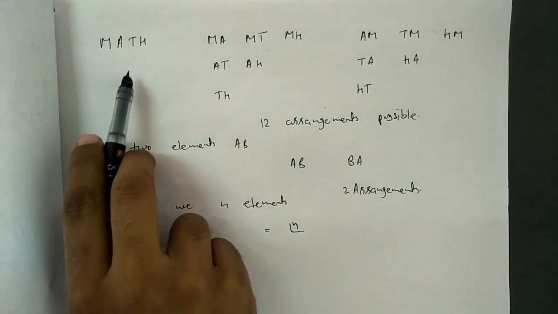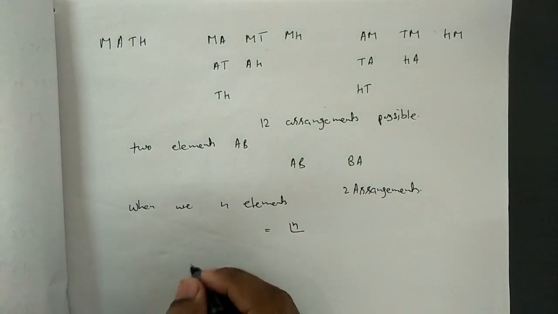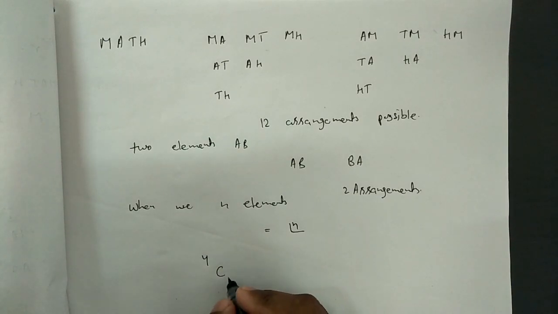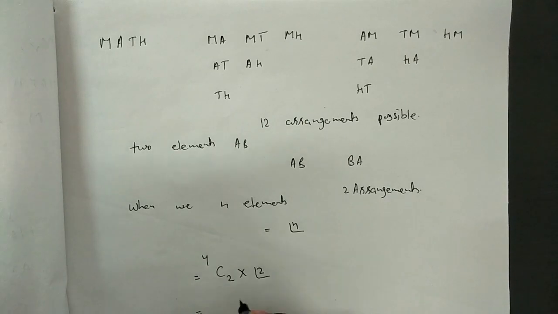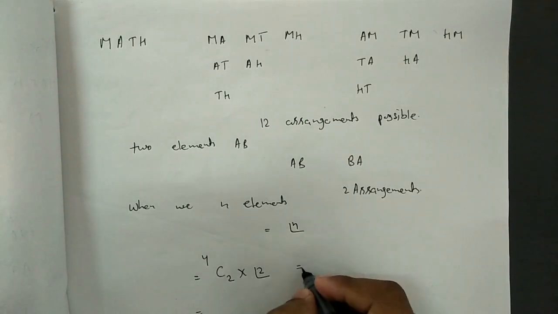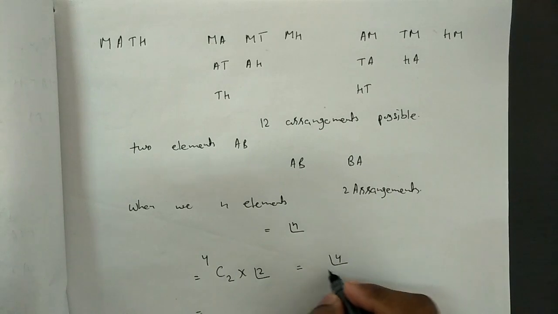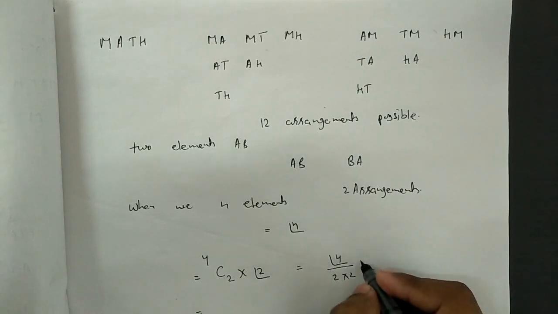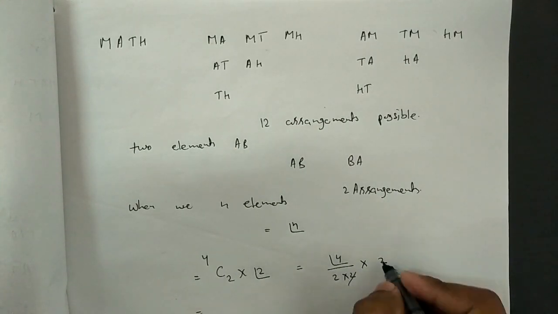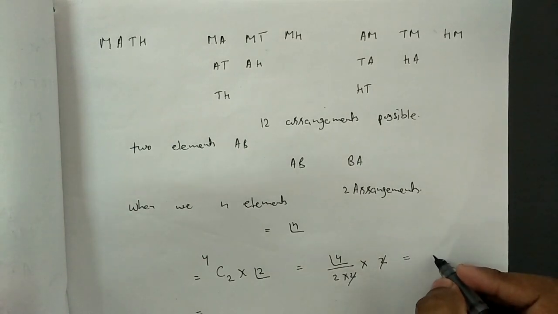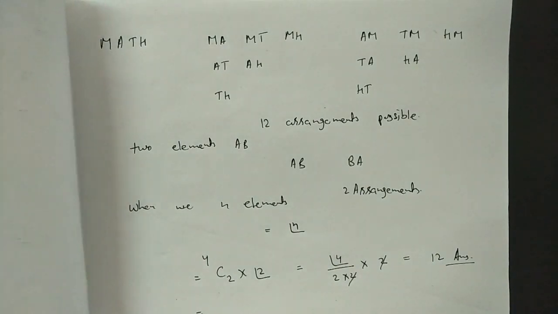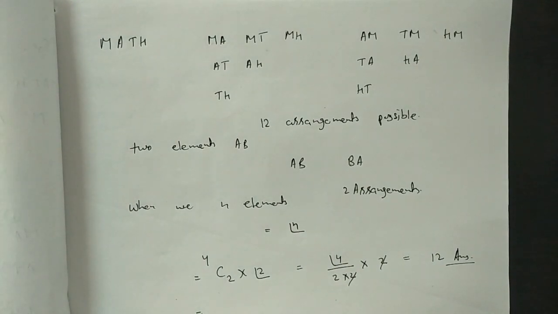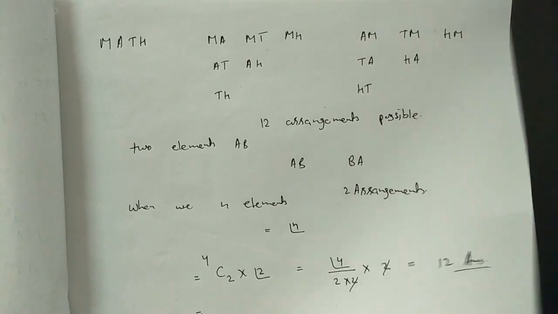So before arranging them, we are choosing these letters. First of all, we have 4 letters, we are choosing 2 letters and arranging the 2 letters each. So the answer will be factorial 4 upon factorial 2 into factorial 2 into factorial 2, so the answer will be 12. So now you can understand how we can choose and how we can arrange the given letters.